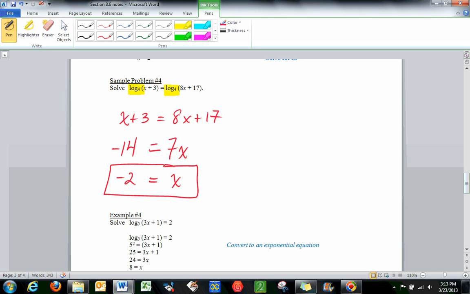That gives us our third example. Now we're dealing with log equations instead of exponential equations. Similar principles though.